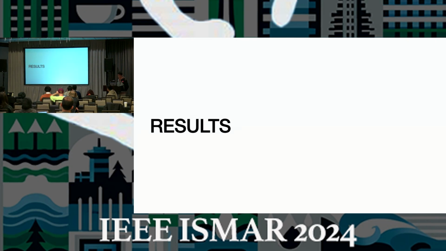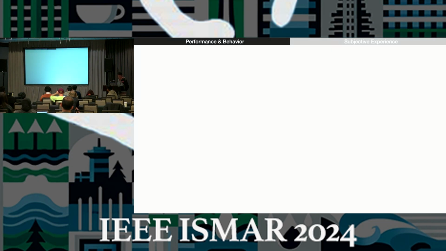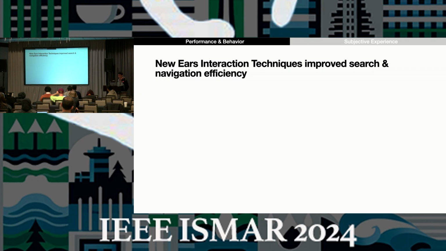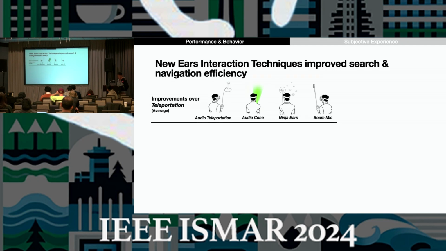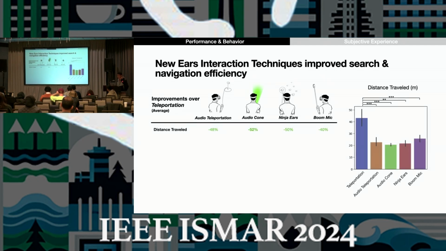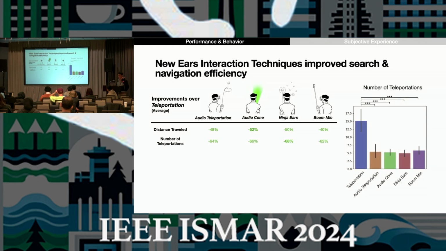Here we present the results of the study in 2 parts. First, in terms of performance and behavior, the new ear interaction techniques significantly improve search and navigation efficiency. Compared to the teleportation baseline, all proposed techniques substantially reduce both the distance traveled during gem search, with audio cone showing the largest reduction at 52%, as well as the average number of teleportations required, with ninja ears achieving the highest reduction at 68%.